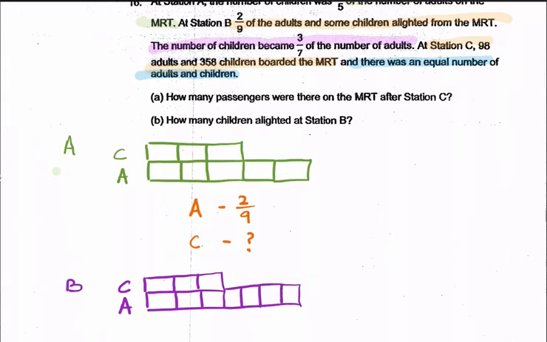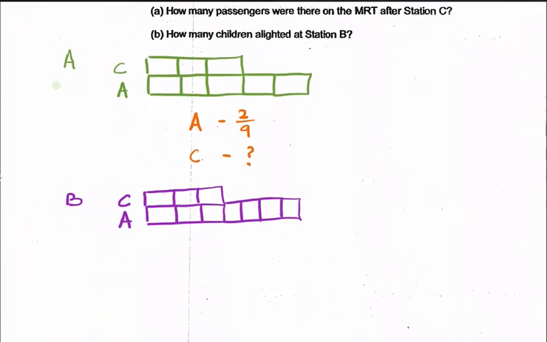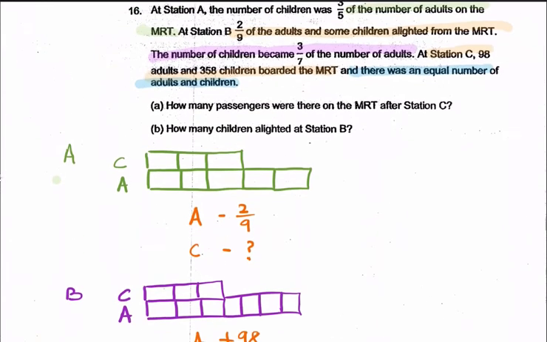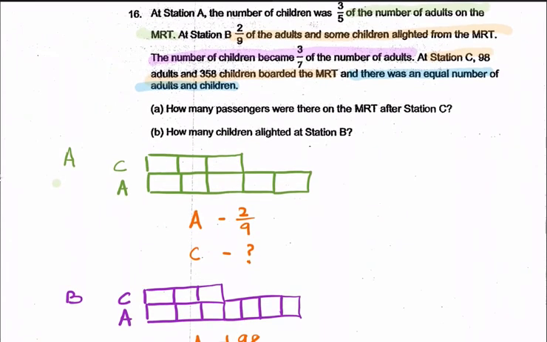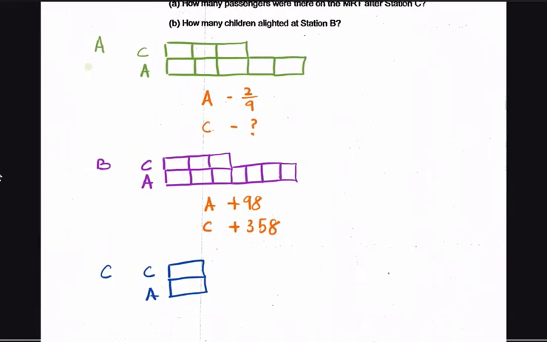And again, the next information, at Station C, 98 adults and 358 children boarded the MRT. So there's another change here, correct? So adults, 98 boarded, and children, another 358. And then there was an equal number of adults and children. So at Station C, there was an equal number of adults and children. So your model will look something like this, alright?